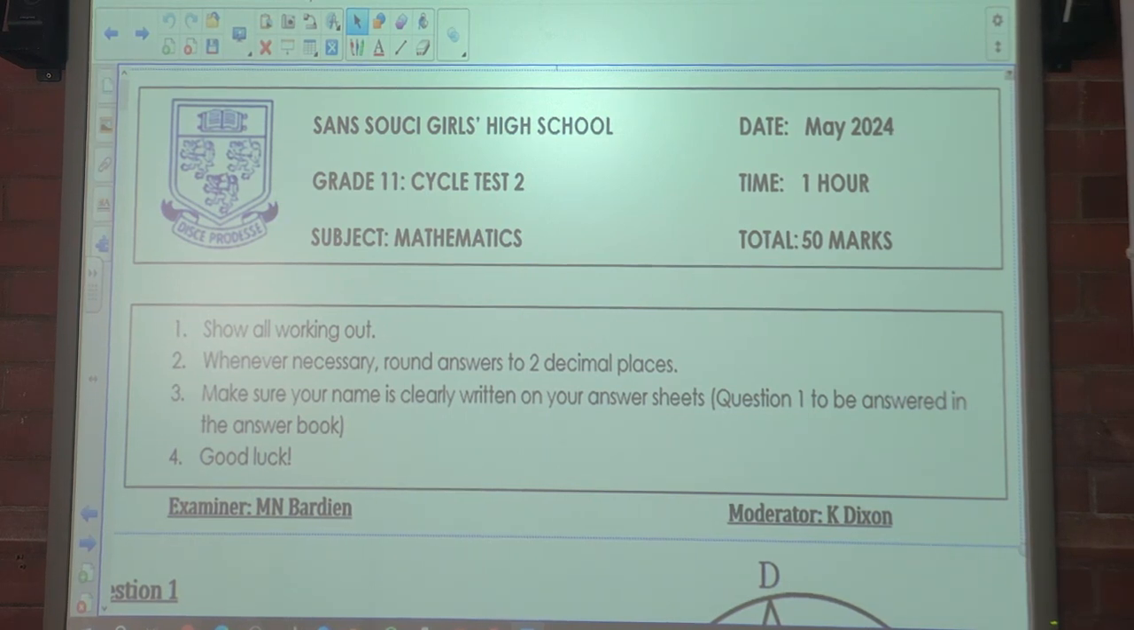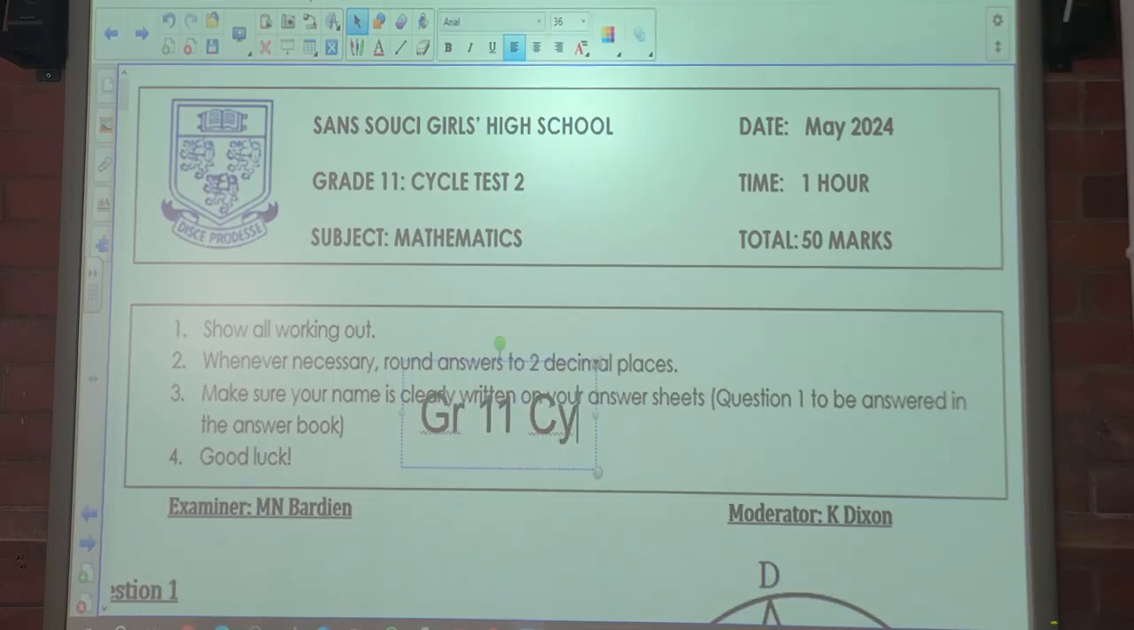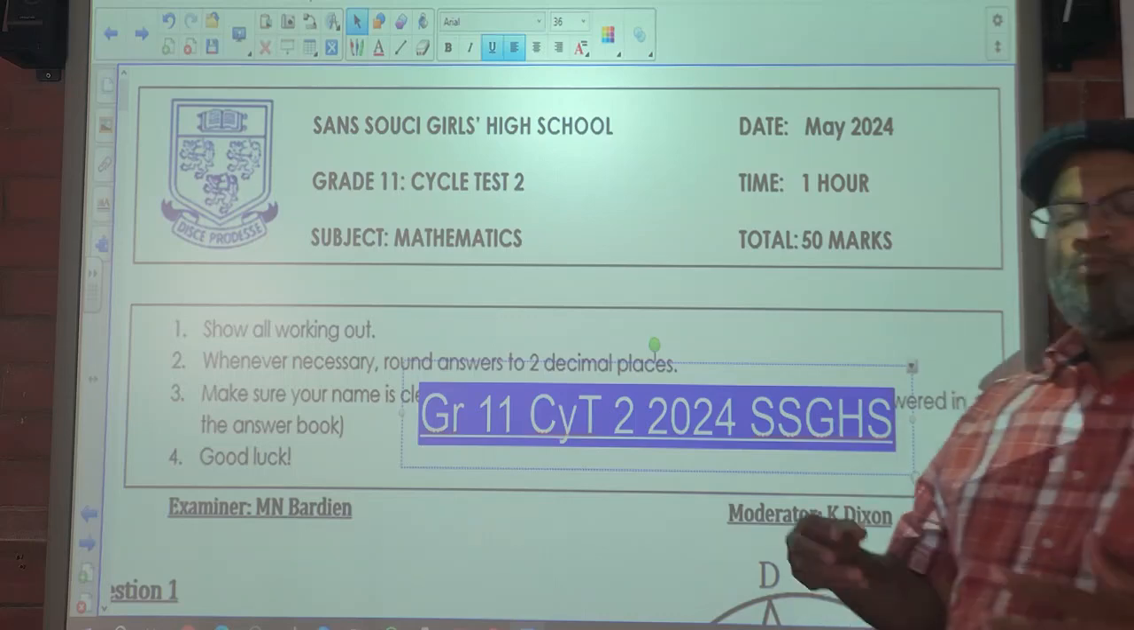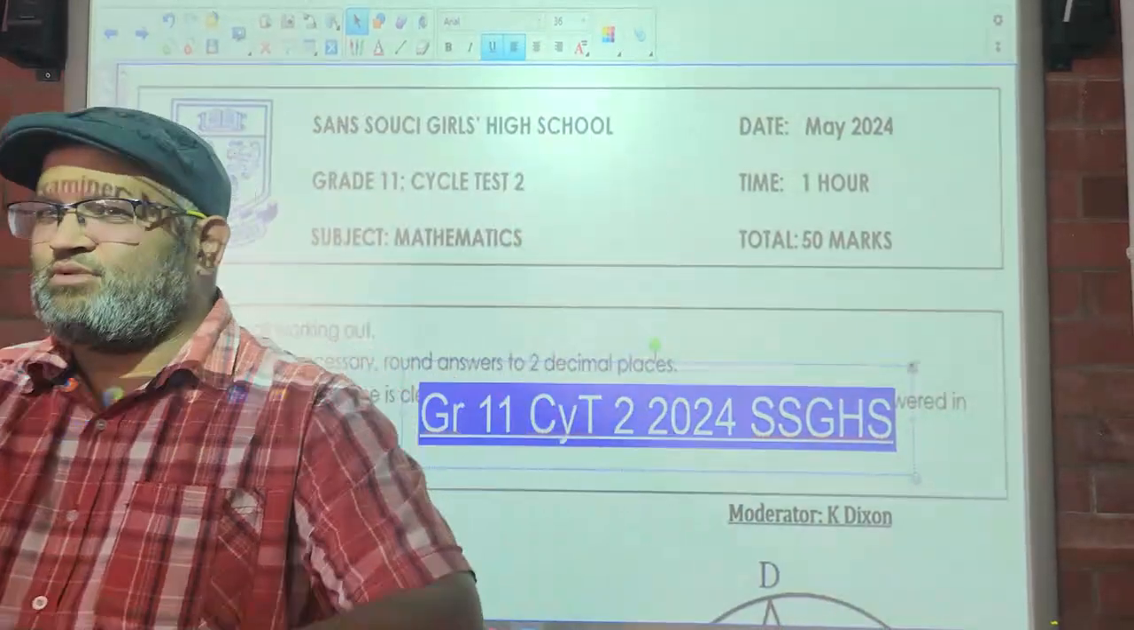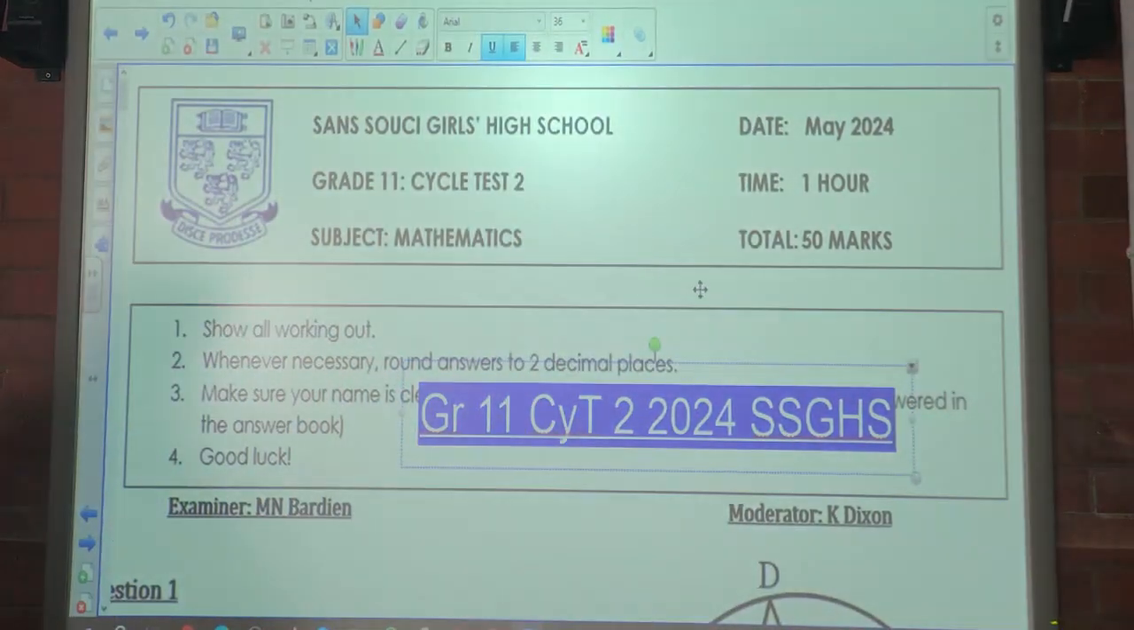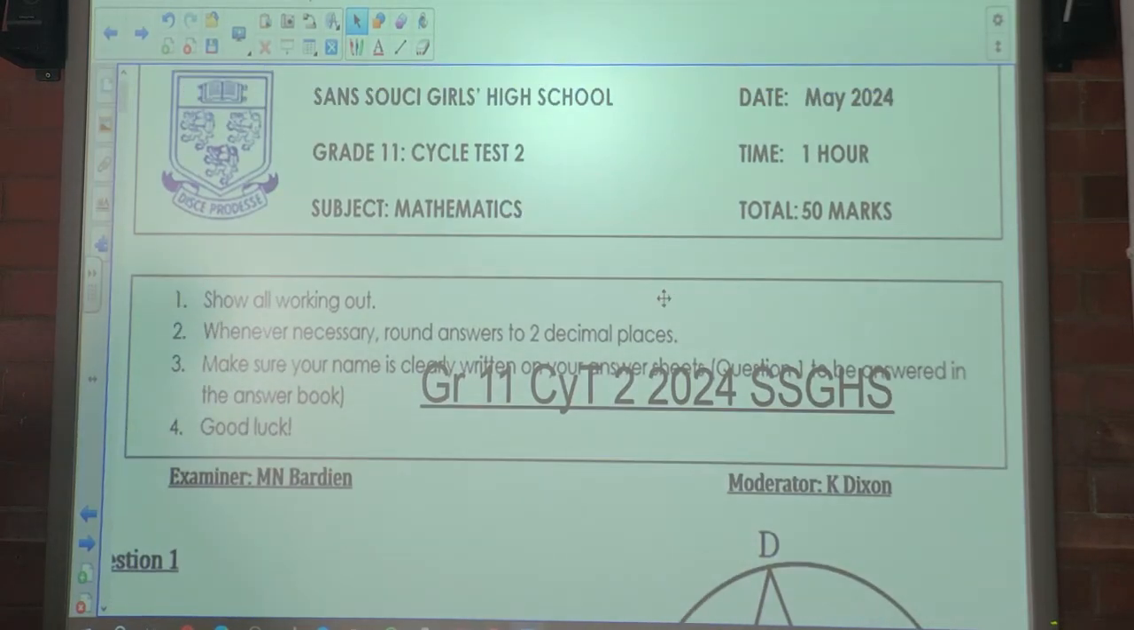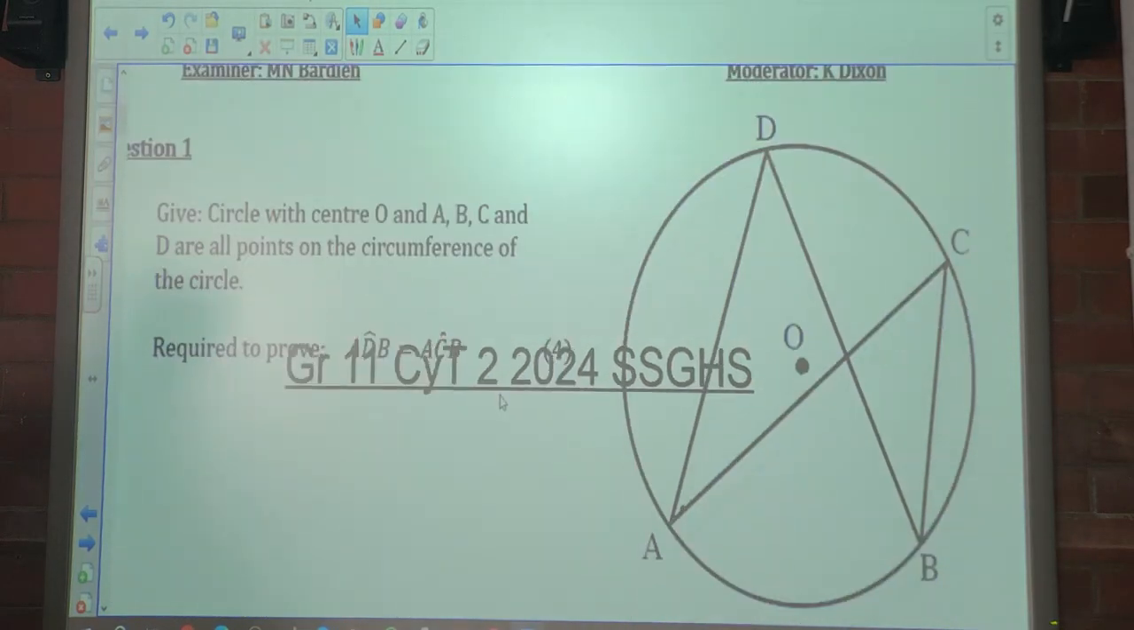This is the grade 11 cycle test 2 of 2024 of our school. This is what I expected you to have written to get a nice mark. The question paper and memo can be found in the description box below.